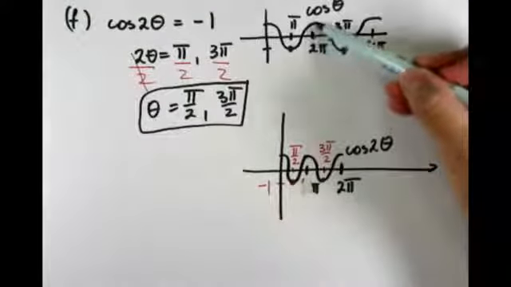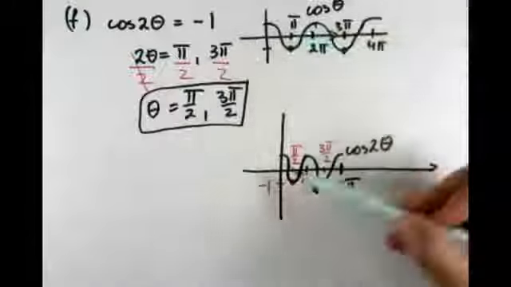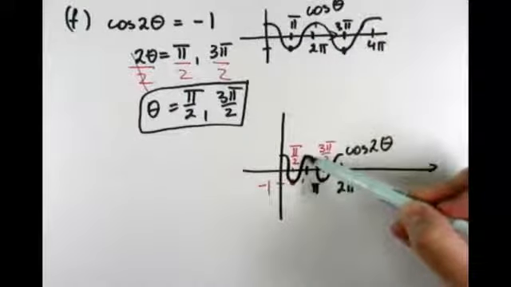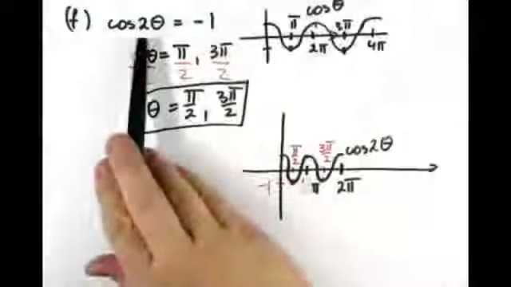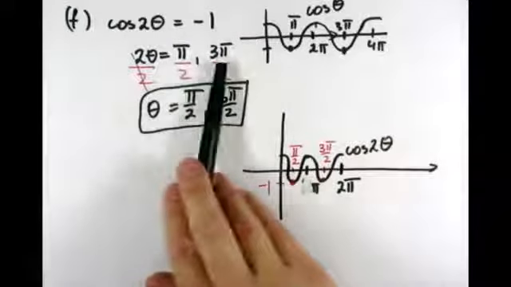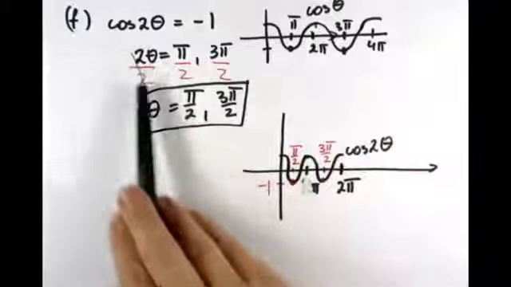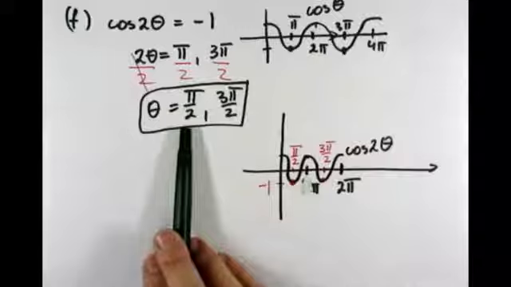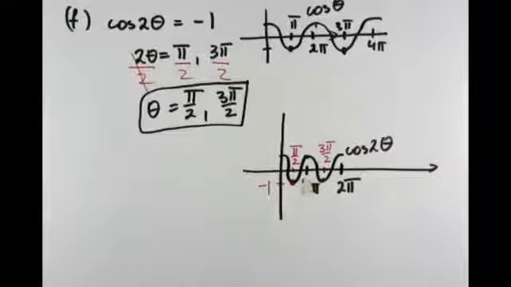We can see that with theta, I have 1 V-shape. When I squeeze it twice, I have 1 V-shape right here and another V-shape right here. And that's why whenever we have 2 theta, we need to go 2 revolutions. It's pi, and then the next one is 3 pi. And then we can divide by 2 to get the final answer. And this is the explanation why it is like this.